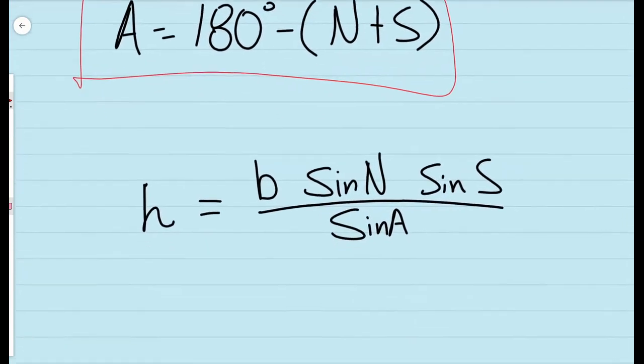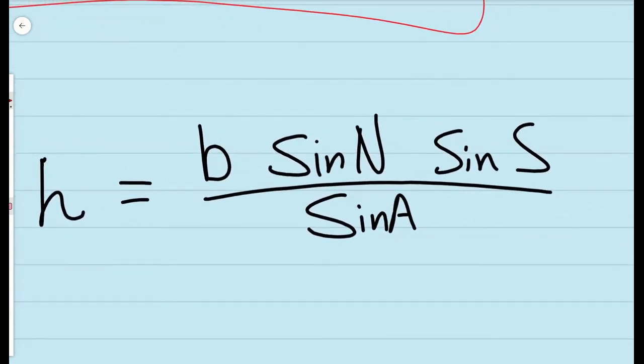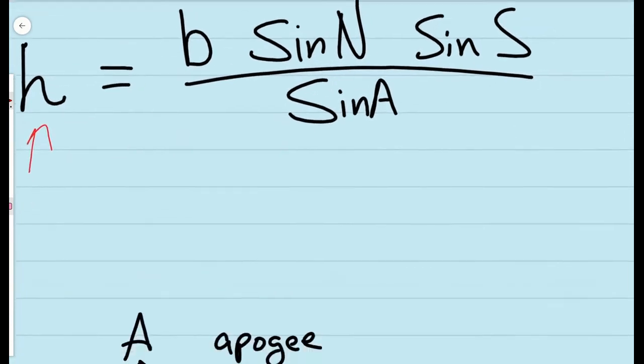All right? This is the formula you need. The height is equal to the baseline times the sine of the north angle times the sine of the south angle, divided by the sine of the apogee angle. So jot that down really quickly. So let's look at a problem.